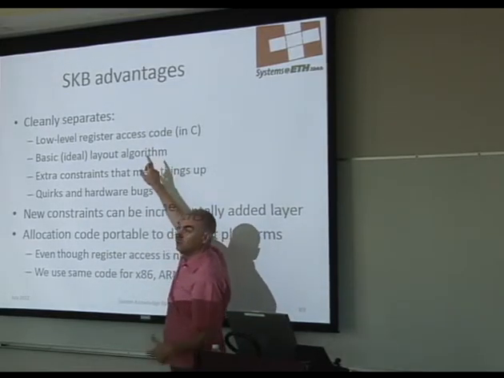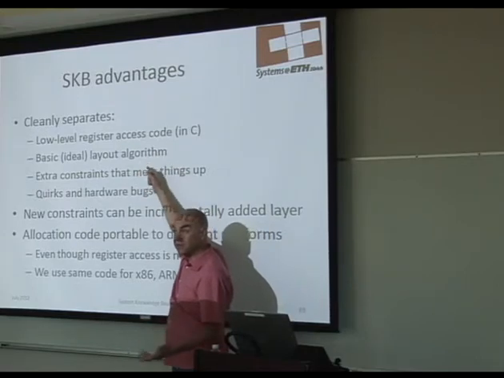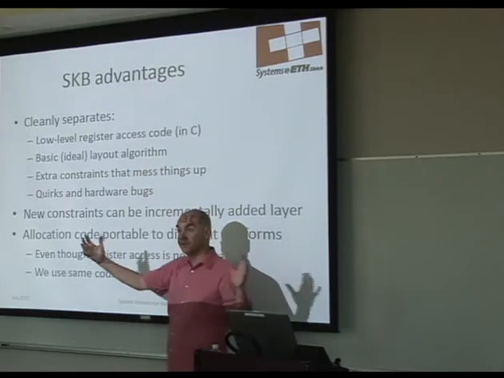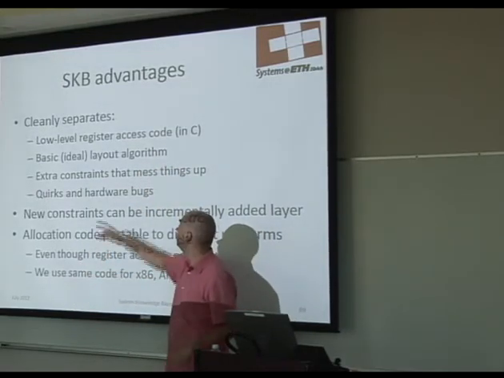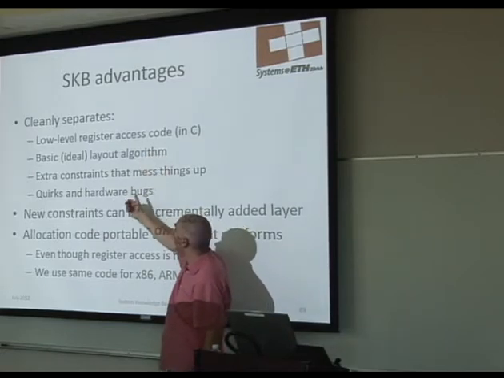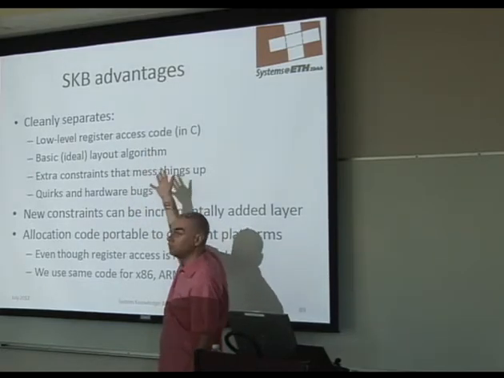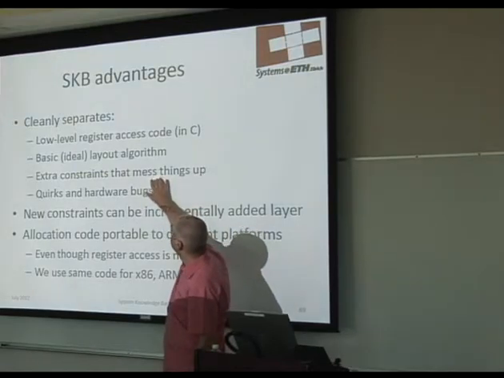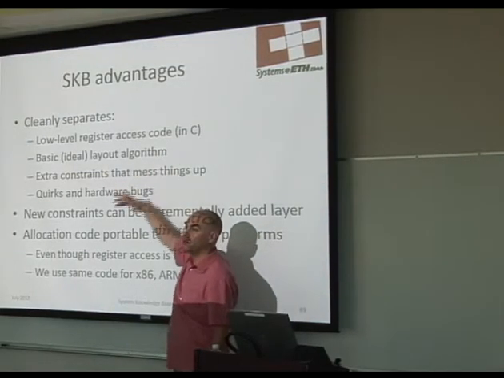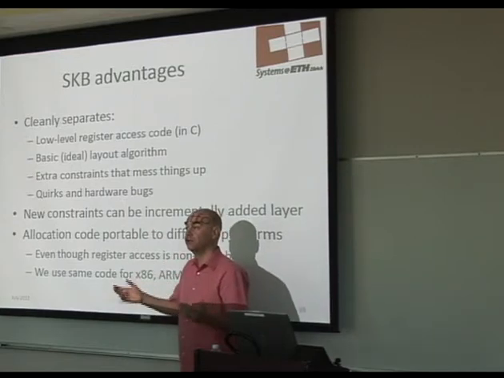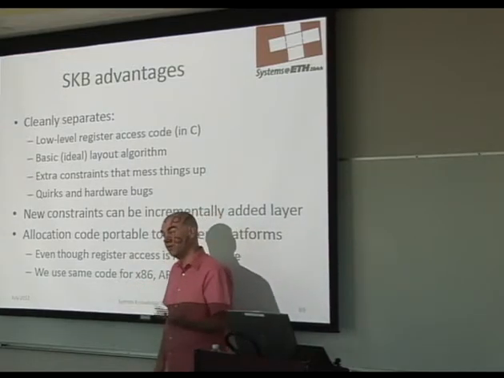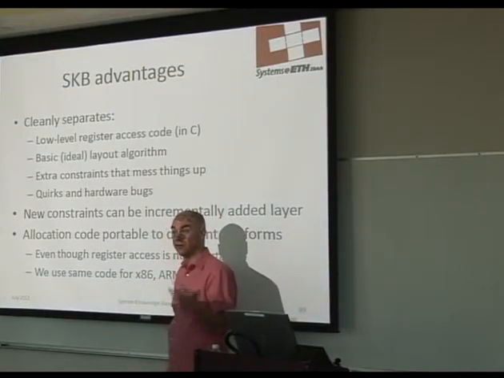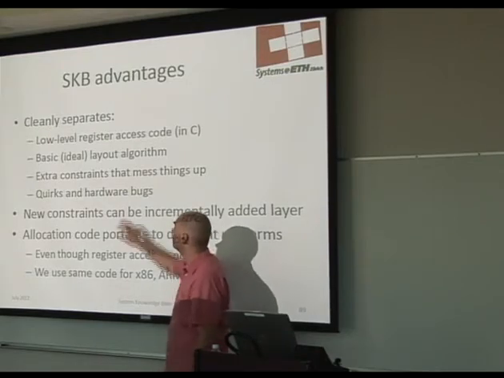Prolog is relatively clean because it just assumes everything's fine and everything works, so this is the idealized solution. And then we add exceptions in separate code. So extra constraints that screw up this algorithm are now separated out in the declarative specification. And that's the benefit we get from using a constraint satisfaction approach to this problem.